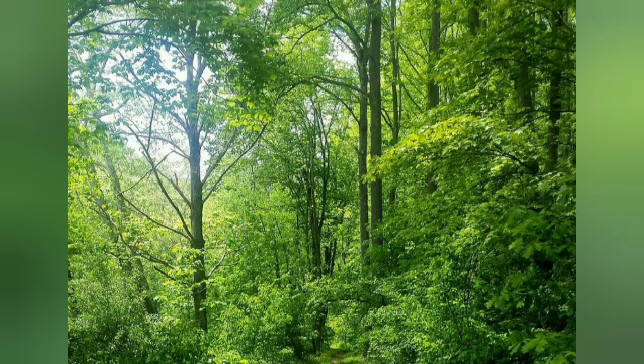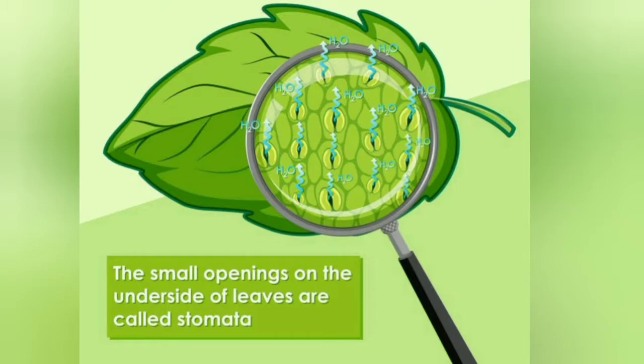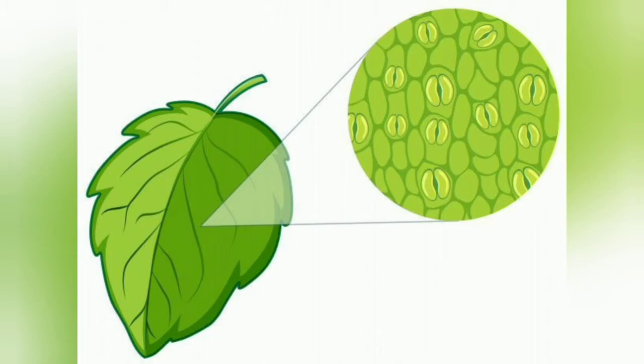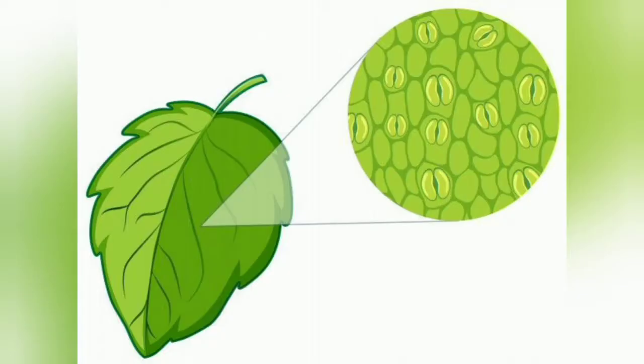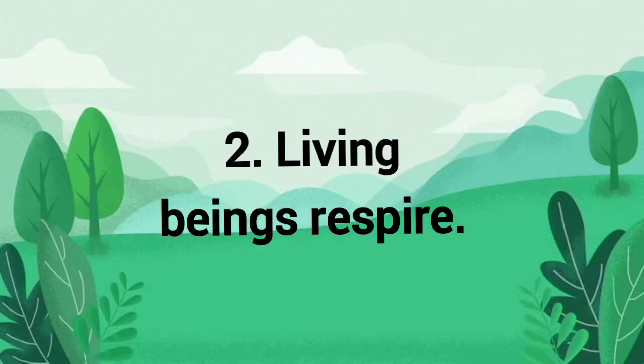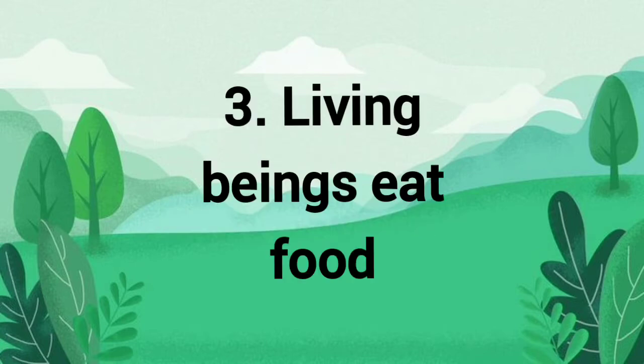Usually, they respire through stomata. These are the small openings which are present on the lower surface of leaves. Air containing carbon dioxide and oxygen enters the plant through these openings where it gets used in respiration. So the second one is living beings respire. And the third one is living beings eat food.